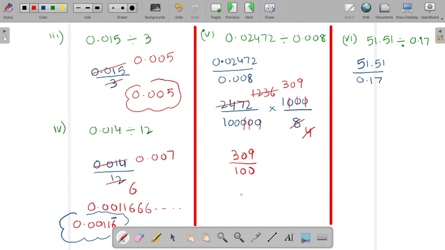Now, the question is that you have to do the proper division. So, can we convert this number in the decimal form without actually doing the division? Yes, we can. So, it would be 3.09. Because in the denominator there are two zeros, so we will put two zeros from this side.